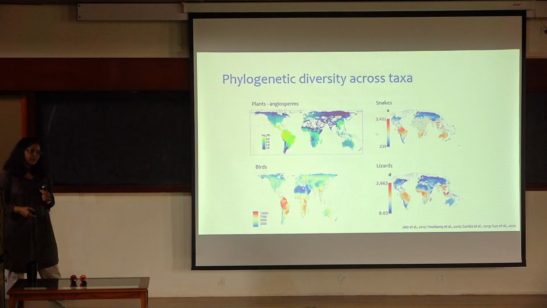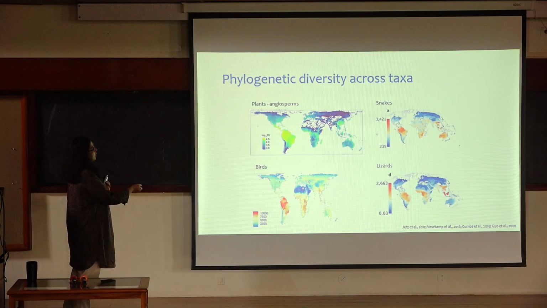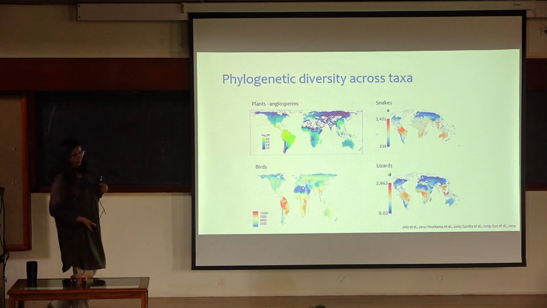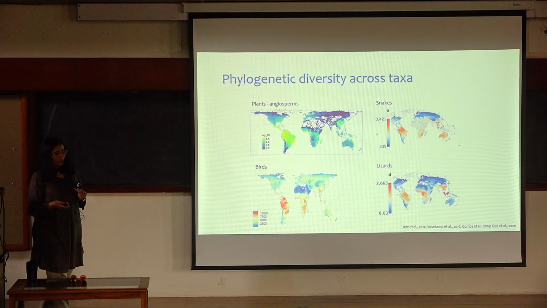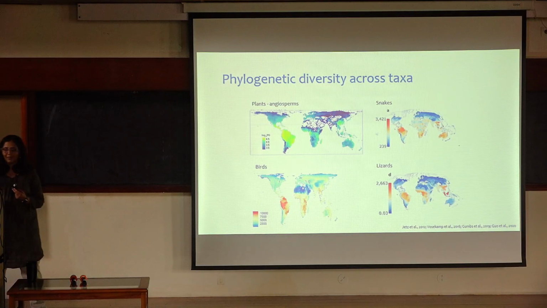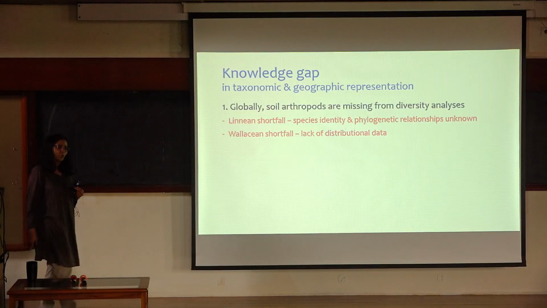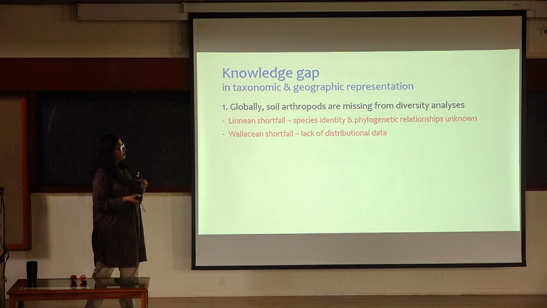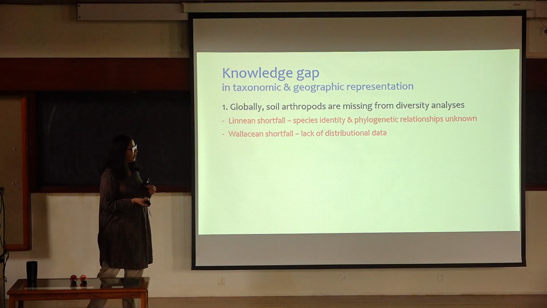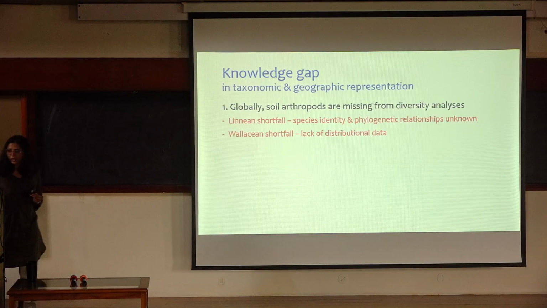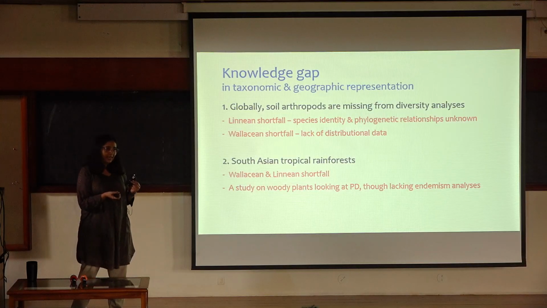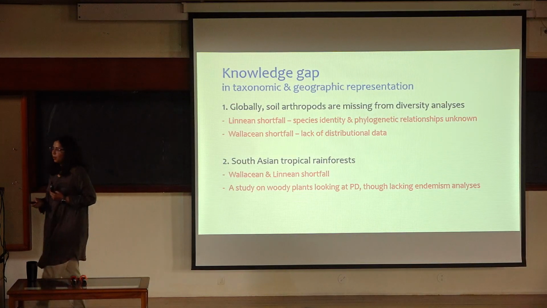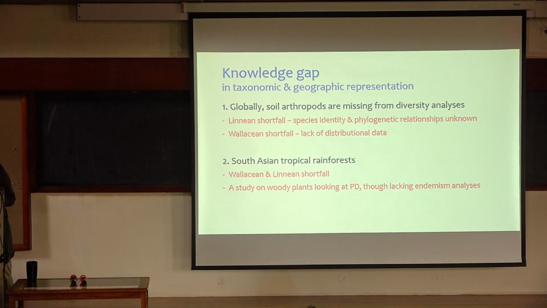People have been studying this across the biota. These are two phylogenetic diversity maps. This is for plants, this is for snakes, birds and lizards. Now, one group which I continue to work on is arthropods, which are missing from the global analysis. So we decided to tackle this group because we have been working on it. We know how many species are there in the Western Ghats, where they occur, and their phylogenetic relationships. On the contrary, it is a very diverse group. We have distribution data. We understand their diversity, but we didn't have a good handle on their endemism patterns.